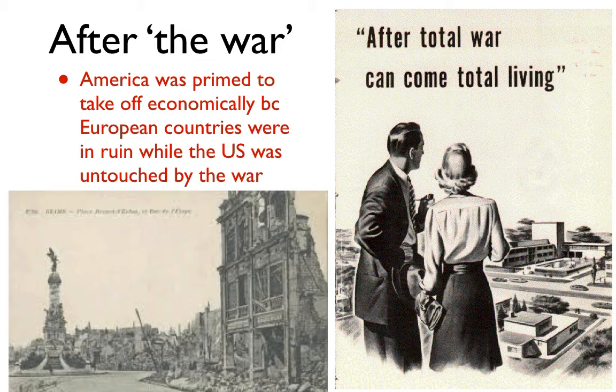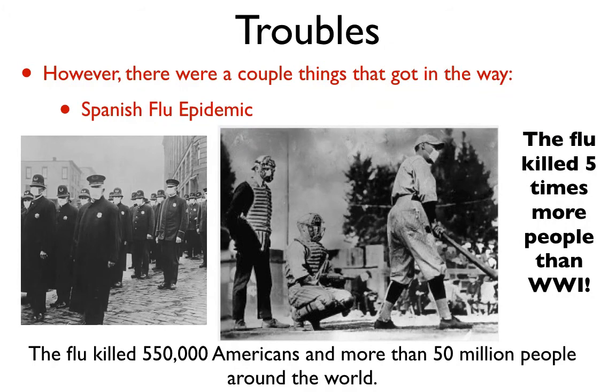If we look at some of these, coming down from the war wasn't all peaches, because even though America was unscathed by the war, at least physically speaking, you can see the picture on the left there where many European cities were destroyed. There are a number of things that get in the way, and the first is, and this is huge, and I don't know how much it talks about this in your book, the Spanish flu epidemic.